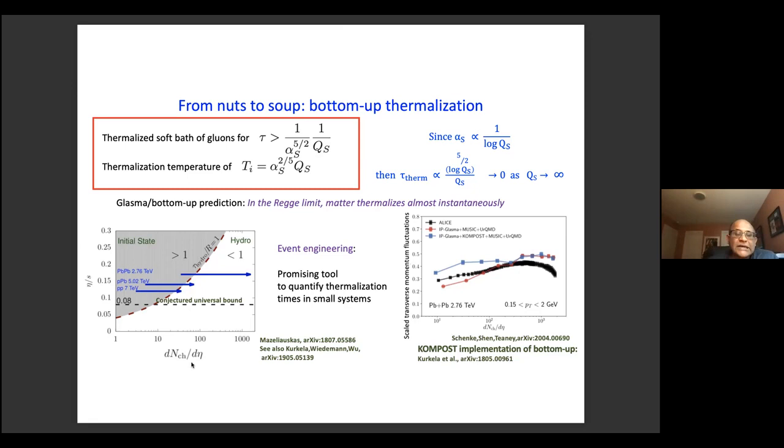So there's some very interesting interplay between the system size and the multiplicities of particles and so on, which you can use as a kind of event engineering and try to understand thermalization in such systems. And you can use this insight that we discussed in terms of bottom-up thermalization to actually look at very differential observables. So you can look at fluctuations in the transverse momenta of different particles as a function of this multiplicity in different systems and compare this to data, as is shown here in some model calculation.